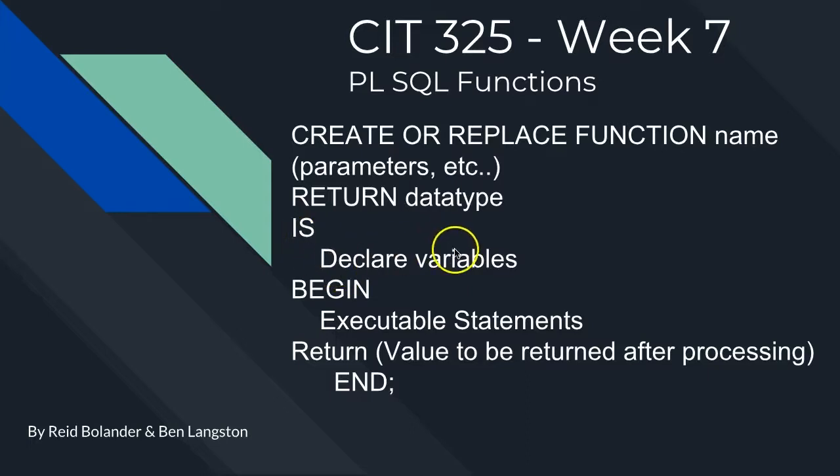And then you can declare your variables here. And then you begin your execution part here. You add in some execution statements. Your return has to be of the same data type as what you declared up here. So if you declare a number up here, you need to return a number. If you declare a constant, you need to return a constant. And then you just end it. And then that would be stored, and then you could write an anonymous block later in your programming to call this actual function.